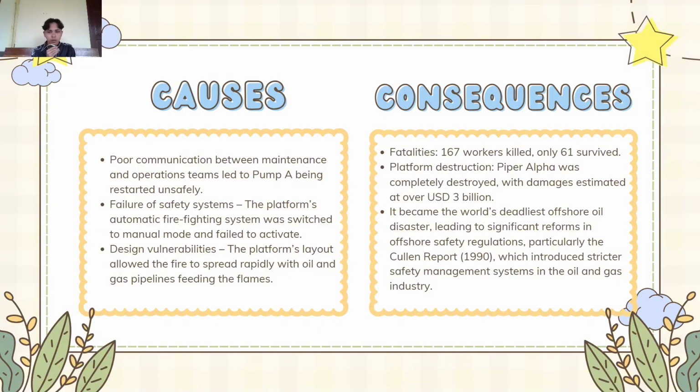Platform destruction: Piper Alpha was completely destroyed, with damage estimated at over $3 billion. It became the world's deadliest offshore oil disaster, leading to significant reform in offshore safety regulation, particularly the Cullen Report of 1990, which introduced stricter safety management systems in the oil and gas industry. That's all from me.